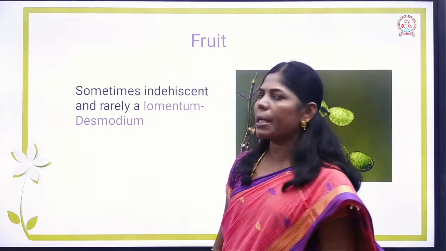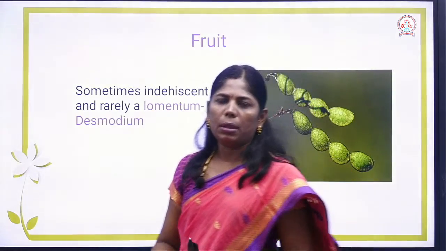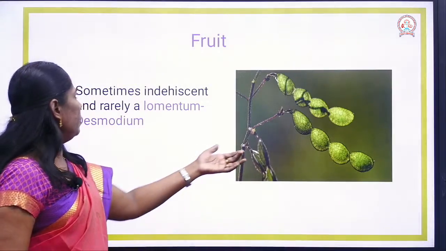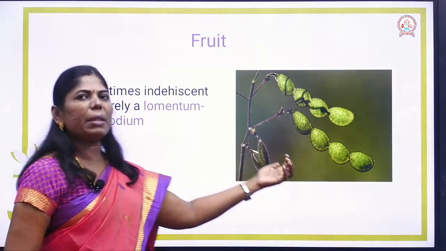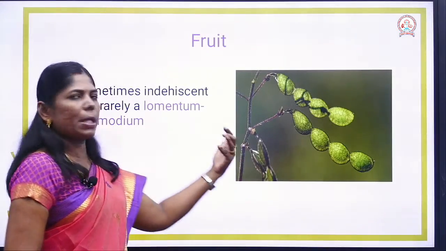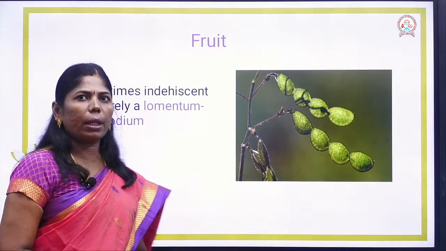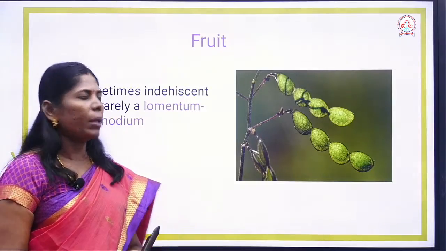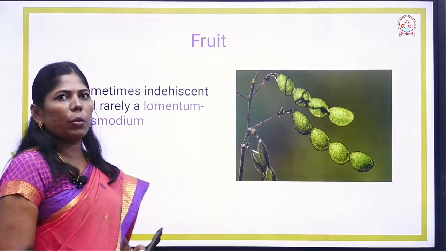So another example is Lomentum. So Lomentum, there is a picture of Lomentum. That is Desmodium, Lomentum Desmodium. In the Lomentum category, the example is Desmodium species. Okay, legume example is Pisum sativum and Lomentum example is Desmodium.